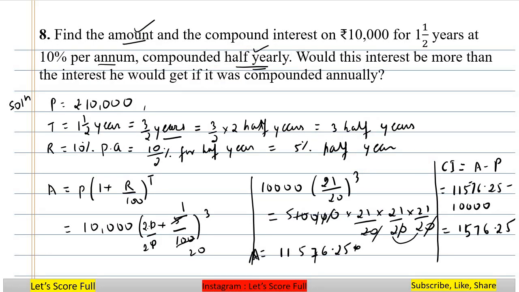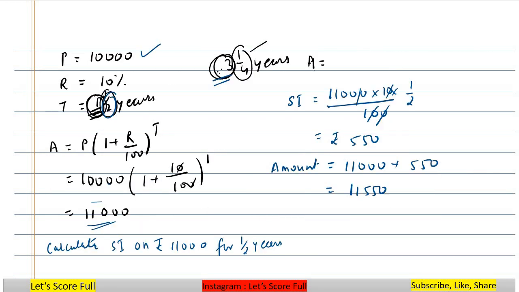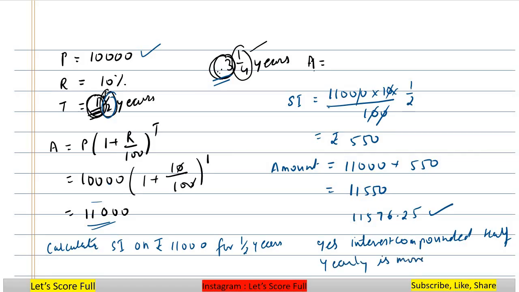He got 11576.25, right? So previously the amount was 11576.25. Can you see there is some difference? The amount calculated on a half yearly basis is definitely higher. And how much extra is he getting? You can subtract these two, right? So you can write the final statement: yes, interest compounded half yearly is more. How much? When we subtract these two, 26.25 rupees. Correct?